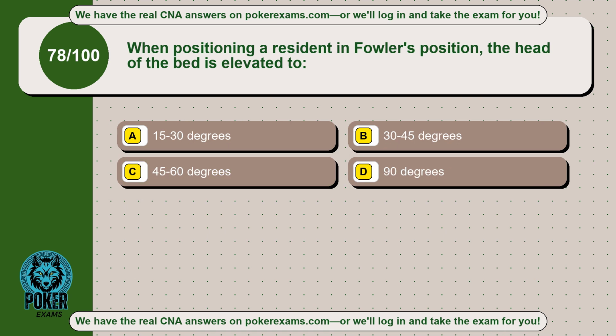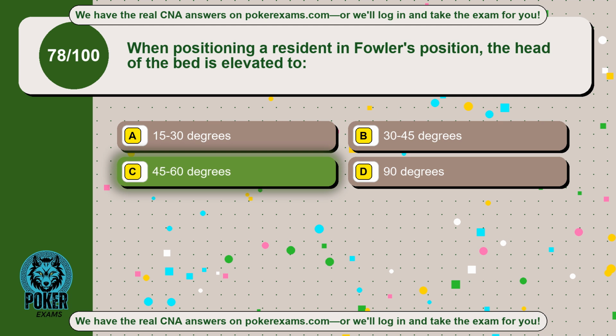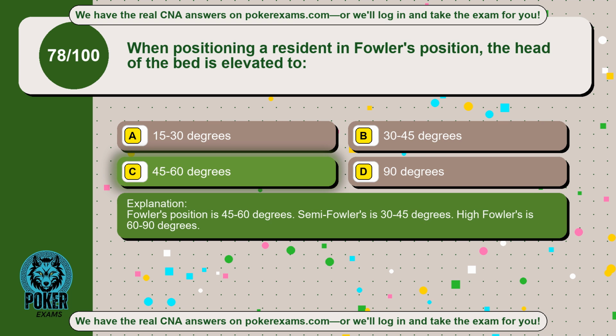Question 78. When positioning a resident in Fowler's position, the head of the bed is elevated to: Option A, 15 to 30 degrees. Option B, 30 to 45 degrees. Option C, 45 to 60 degrees. Option D, 90 degrees. The correct answer is option C, 45 to 60 degrees. Fowler's position is 45 to 60 degrees. Semi-Fowler's is 30 to 45 degrees. High Fowler's is 60 to 90 degrees.